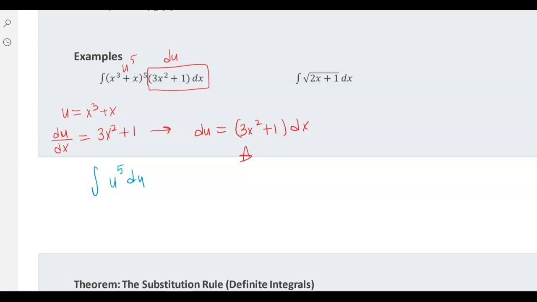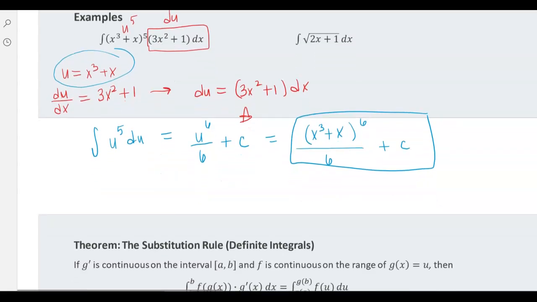And then I'll follow the process I know for integration. I'll increase the power by 1, so u to the 6th power, and then I divide by the new power, 6, and then I tack on the constant of integration. And then to finish this, I'll go back and resubstitute back into x terms from that original substitution I made. So the final answer will be x cubed plus x, all raised to the 6th power, divided by 6 plus c.